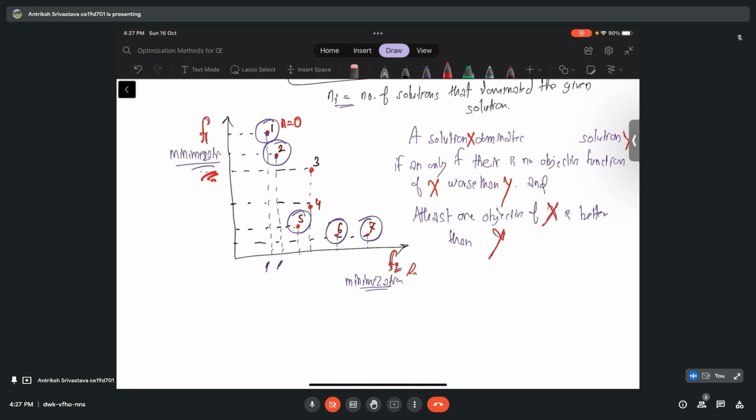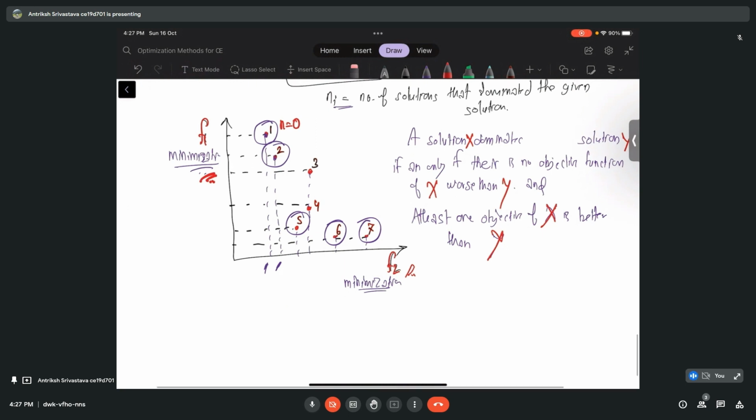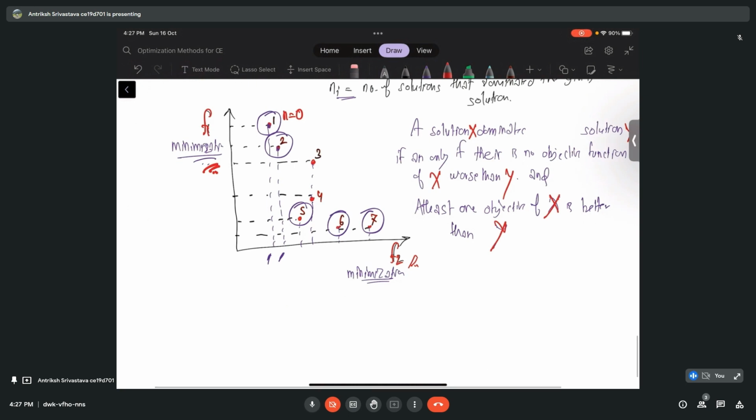Okay, what about solution 3? Does solution 3 dominate solution 2? So let's see. Solution 2 dominates solution 3 when it comes to f2, and solution 3 dominates solution 2 when it comes to f1. So this is also non-dominant. Same thing for solution 4, and same thing for solution 5, 6 and 7. So this also has n equal to 0.